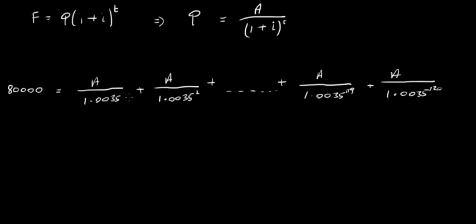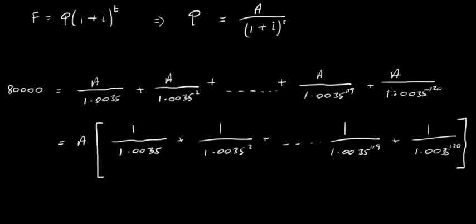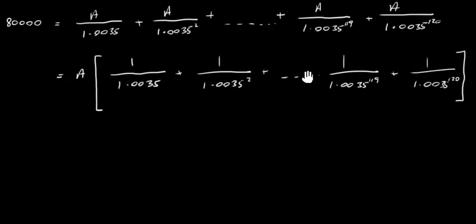Okay, so we can see on the right hand side here we really have a geometric series, the sum of a geometric series. So what I'm going to do first of all, I'm going to factorize out the A. So that's 1.0035 plus 1 over 1.0035 squared, plus, and so on out here to the end, 1.0035 to the power of 119, plus 1 over 1.0035 to the power of 120. So all I've done really is just take an A out of each term here. Now if you look at this here, within the square brackets here we've got the sum of a geometric series.